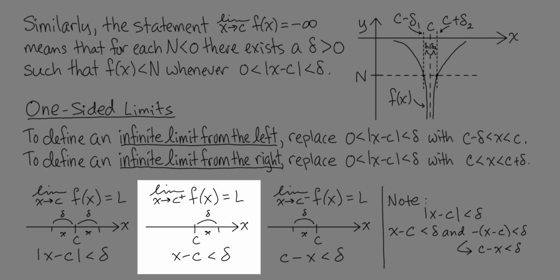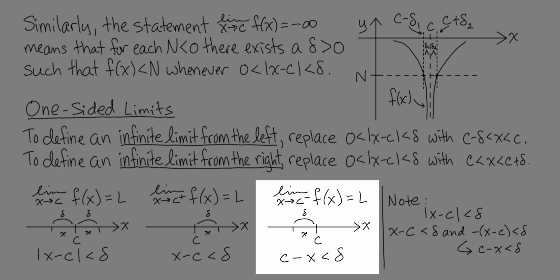So x will always be larger than c. So when we're considering delta, we need x minus c to be less than delta, because that would be our positive value. If we consider the limit as x approaches c from the left, now the x values will be less than c. Since c is the larger value, we would have c minus x is less than delta.